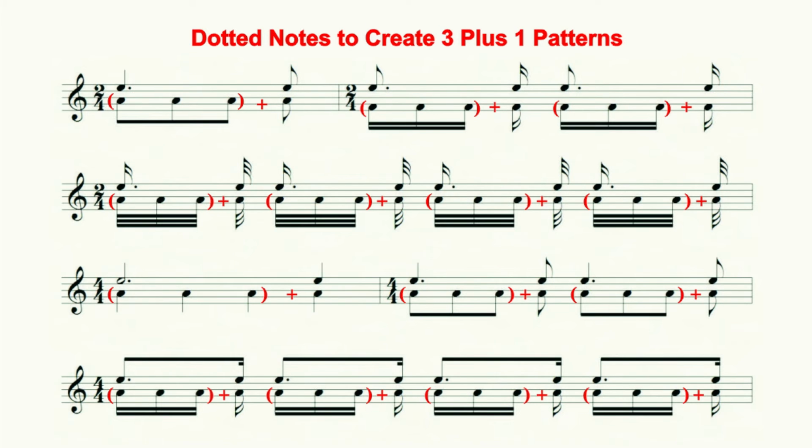Looking at the second 3 plus 1 pattern in the top staff of the illustration, we find a dotted eighth note followed by a 16th note. This combination is equal in time to 1 quarter note, or 1 beat. The unique sound of the 3 plus 1 pattern remains, but would be played twice as fast as the previous dotted quarter eighth.